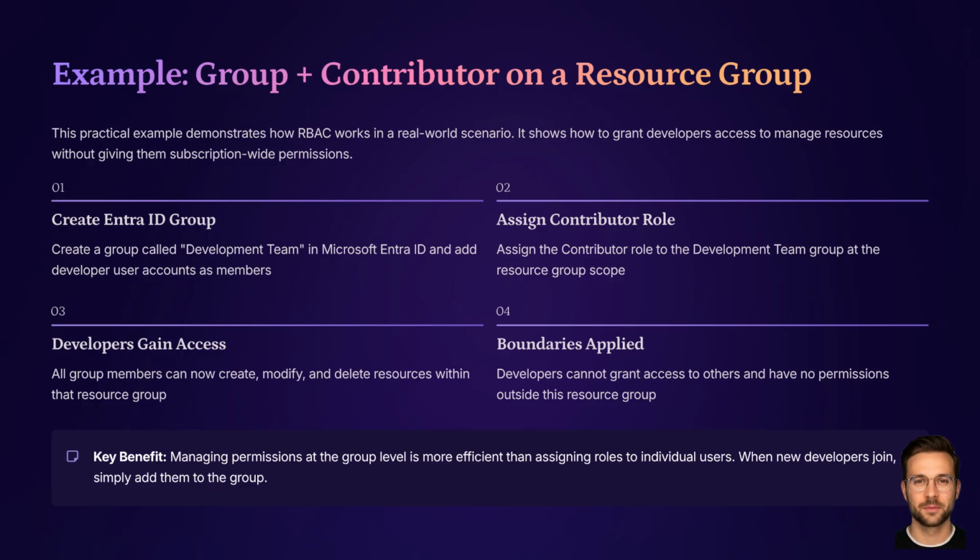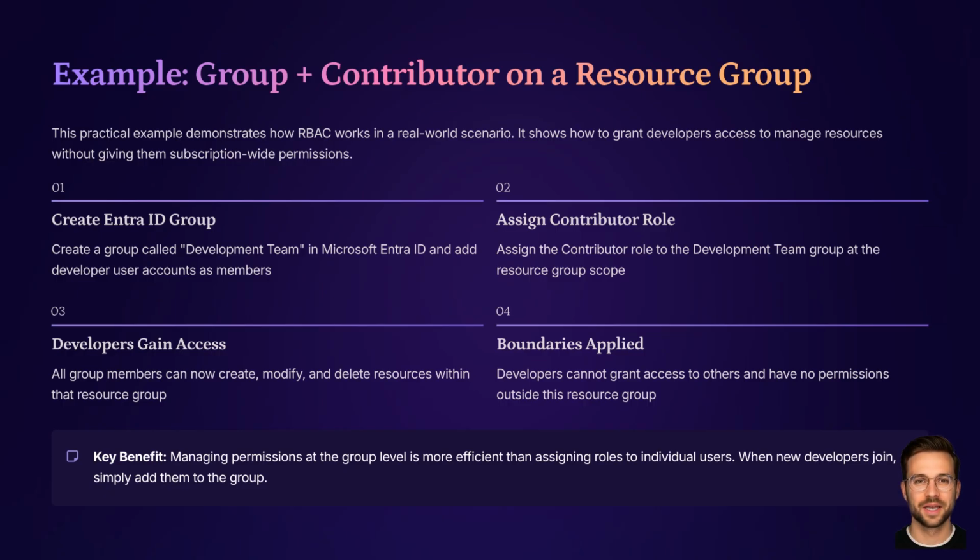Here is an example that combines Microsoft Entra ID and RBAC. Imagine you have a team of developers who need to manage resources inside a specific resource group in Azure, but you do not want to give them more access than necessary. First, you create or identify a group in Microsoft Entra ID for these developers. Then, you assign the Contributor role to that group at the resource group scope. As a result, all users in the group can create and manage resources in that resource group.